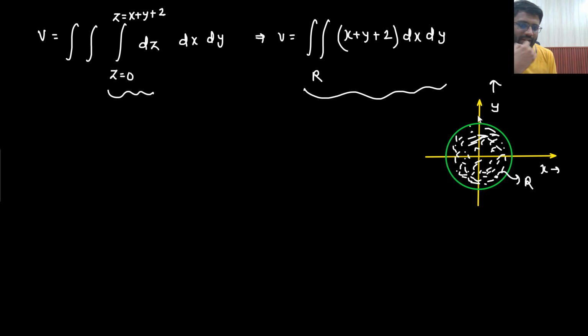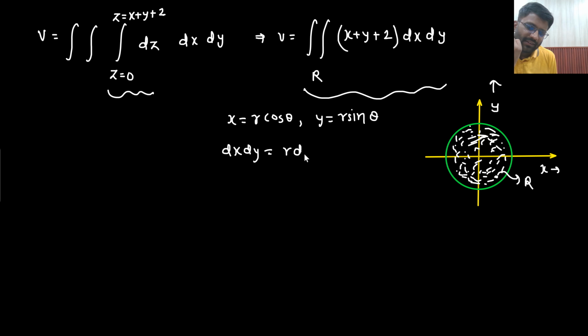Since it is a circle, what I would do is substitute x equals r cos theta, y equals r sin theta. dx dy would be replaced with r dr d theta, and r is going from 0 to 1, and theta going from 0 to 2 pi, right?